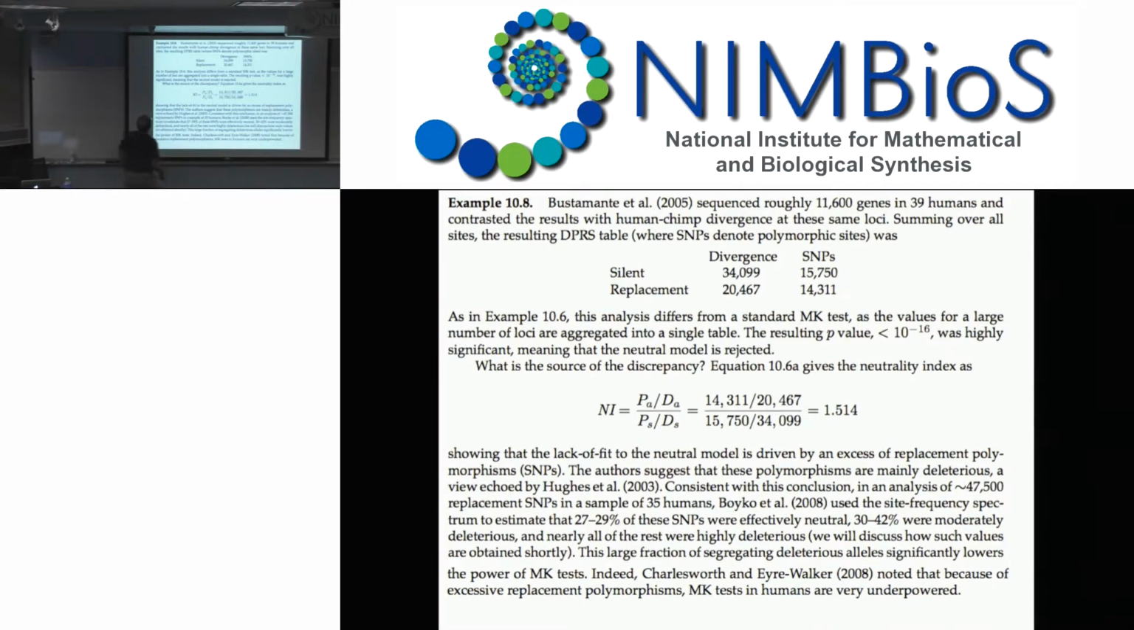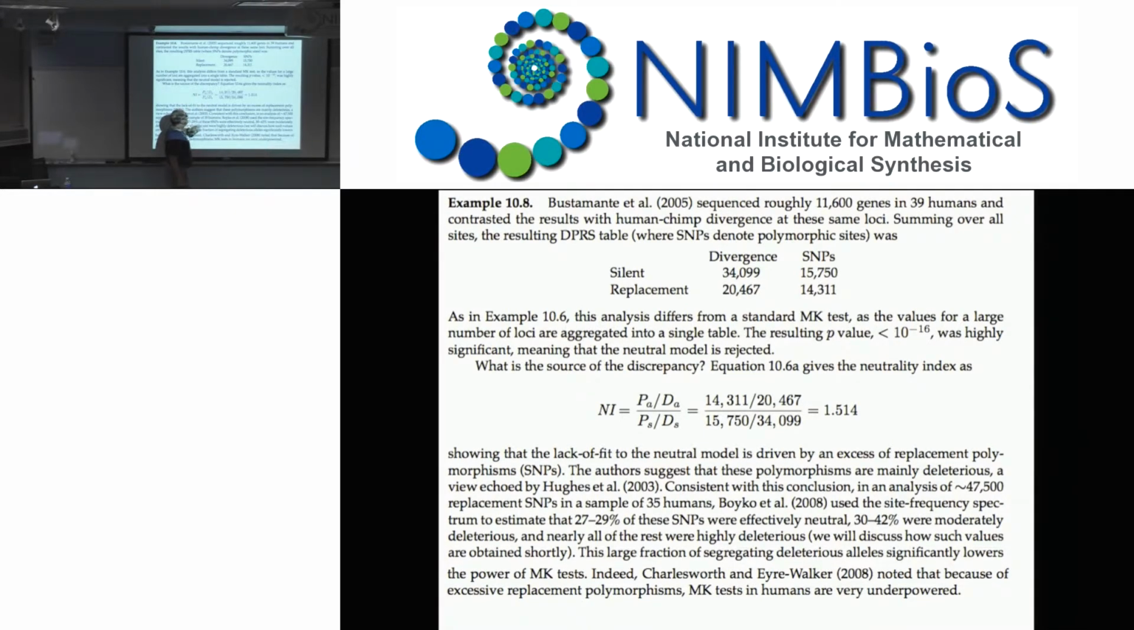Carlos did a similar thing where he basically sequenced a little bit under 12,000 genes in humans and contrasted that with chimps. SNPs are basically polymorphisms. So he has this HK table. You can then compute a neutrality index. If you do this, the overall p-value is quite significant. You ask, okay, where's the discrepancy coming from? The neutrality index basically shows you have an excess of replacement polymorphism to replacement fixations.